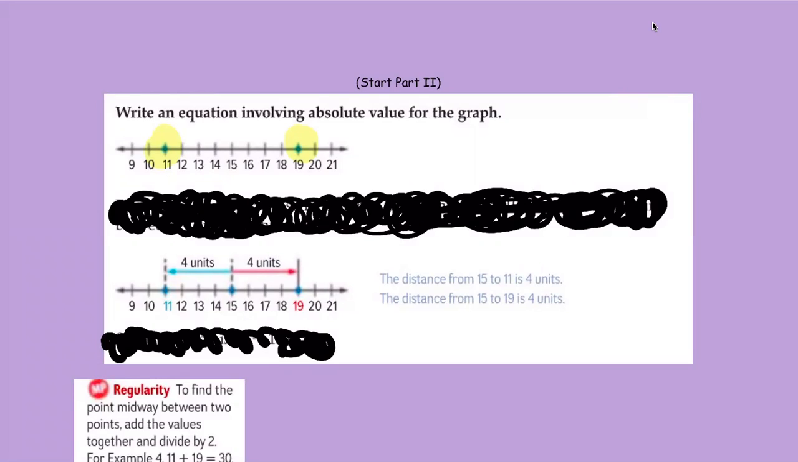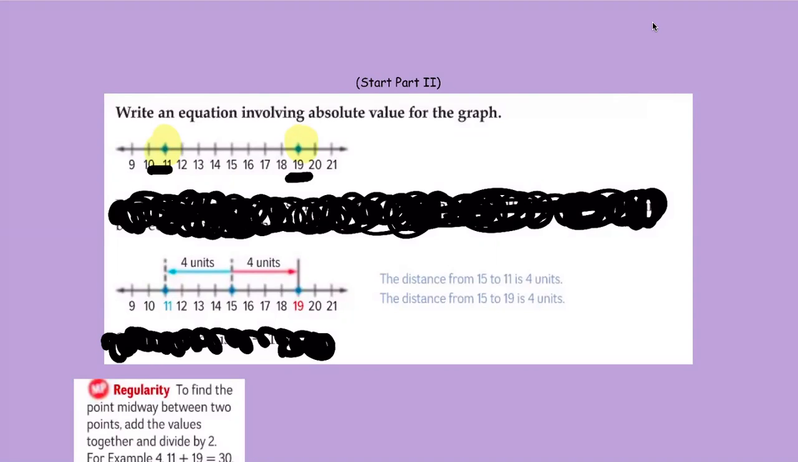So it's the distance away from a point, or we can think of it as a midpoint. It's the distance away from a midpoint or a target point, but I'm probably going to use the term midpoint the most. So that means that 11 and 19 are equidistant, or the same distance away, from a point in between those that we'll call a midpoint. So we just got to figure out where that is.